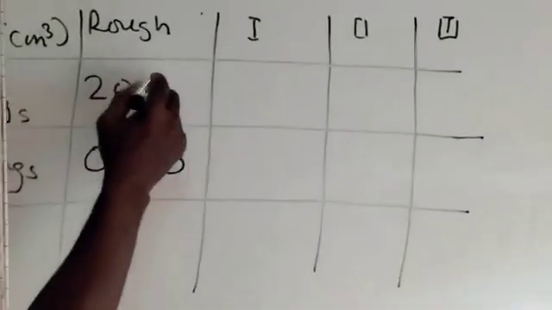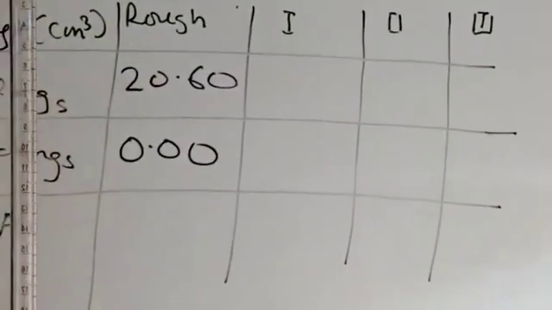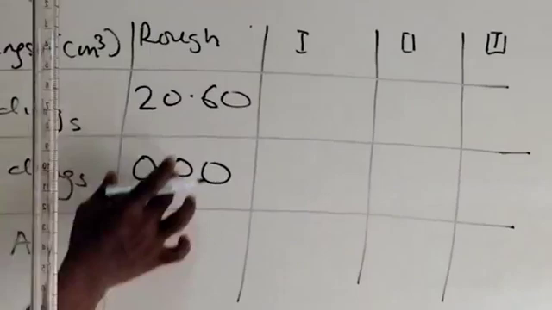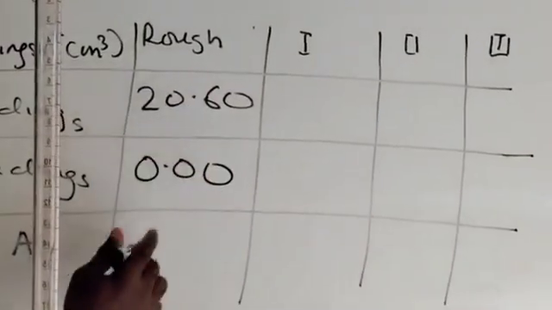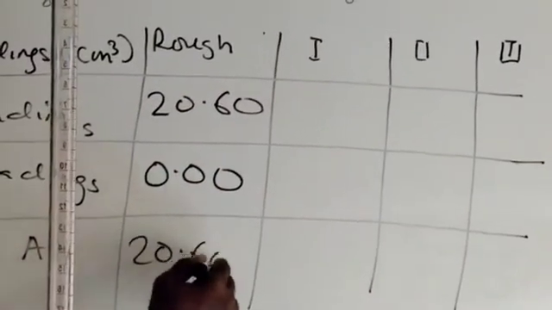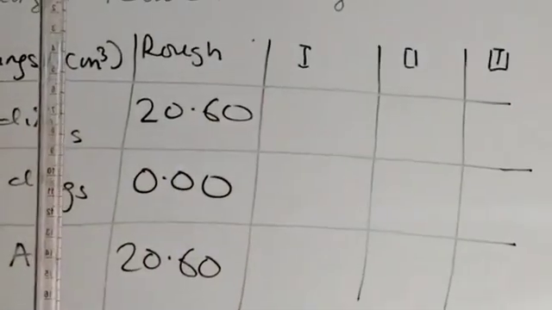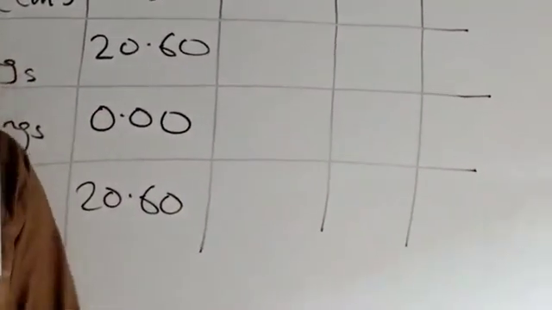So we'll now go to the board and report final reading on rough: 20.60. Now the color change. We'll now subtract 20.60 minus 0, that gives us 20.60. We'll now go to the first experiment. What do we now do? We'll go to the burette. We're going to empty this one.